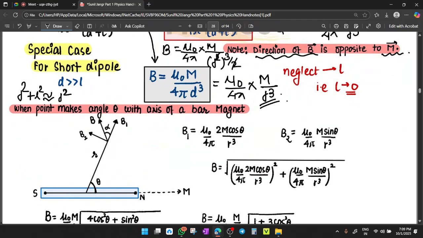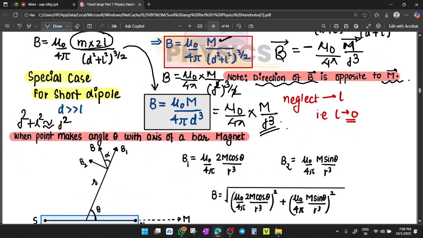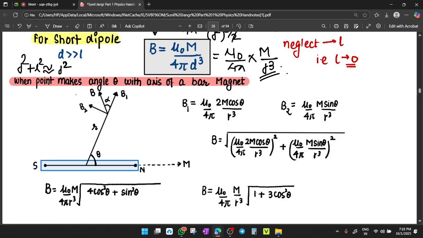Any problem? Yes, note it. Okay, dealing with the next case. Sometimes it has been asked in the examination: when the point makes an angle theta with the axis on a bar magnet. Clear? Listen, when the point makes angle theta with the axis on a bar magnet.